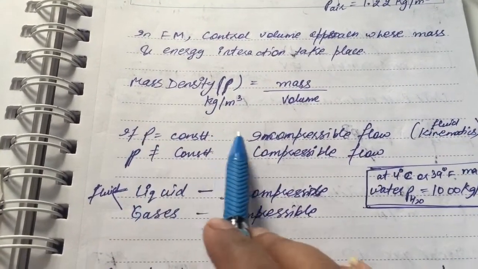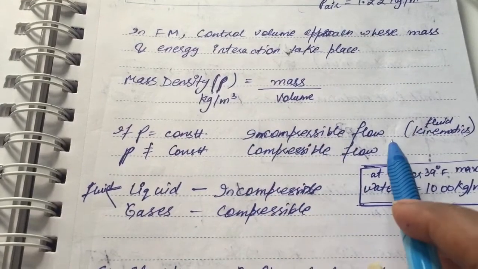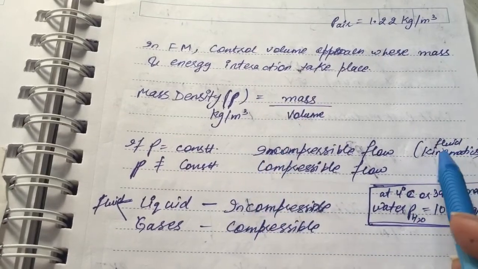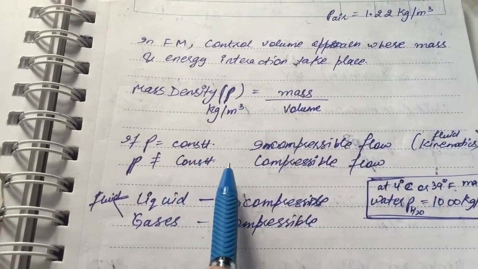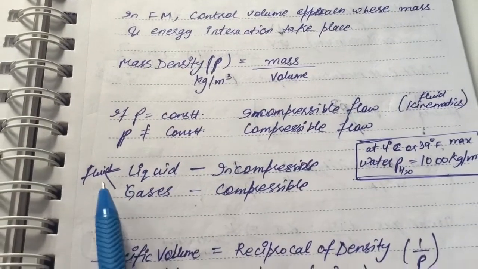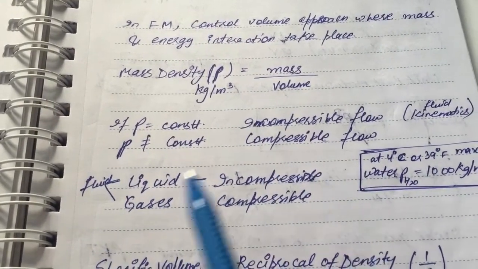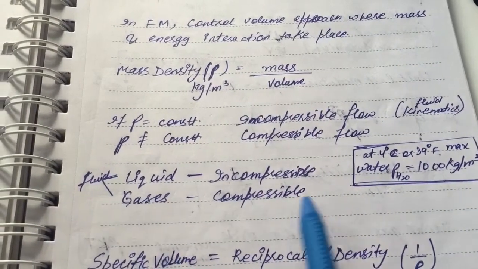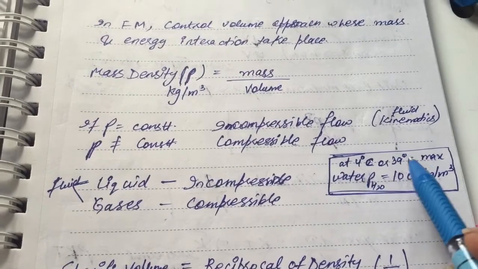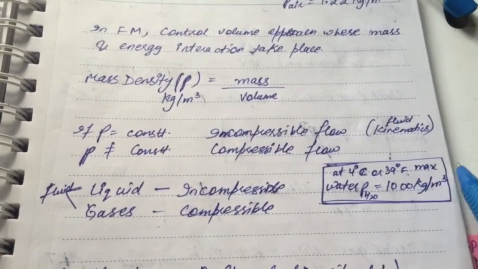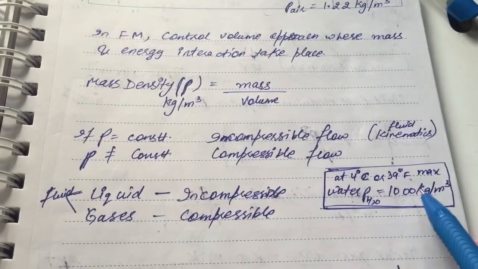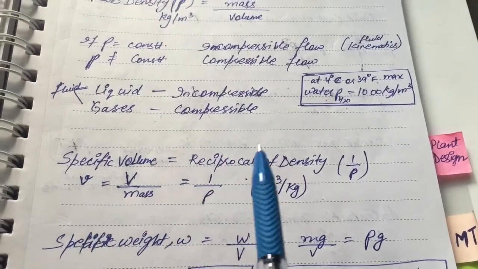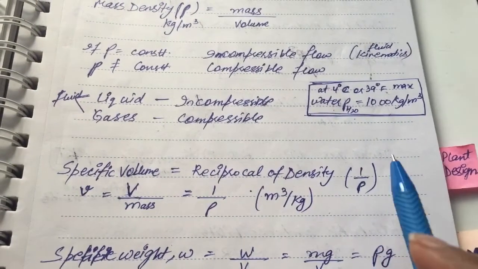If our density is constant, then the flow is incompressible, which in fluid kinematics we study as incompressible flow. And if density is not constant, then it is compressible flow. Liquids are incompressible, and gases are compressible. At 4 degrees Celsius or 39 degrees Fahrenheit, we get maximum water density, which is 1000 kg per meter cube. Next we have specific volume, which is the reciprocal of density, 1 by rho.